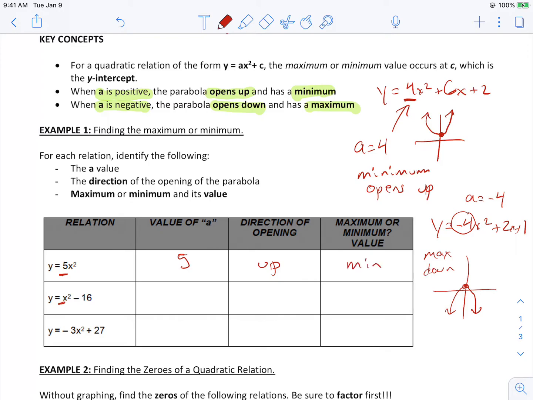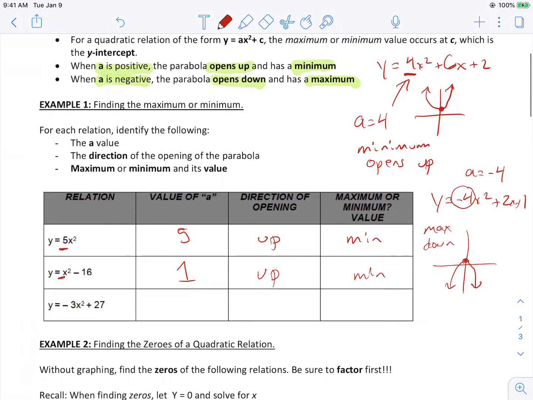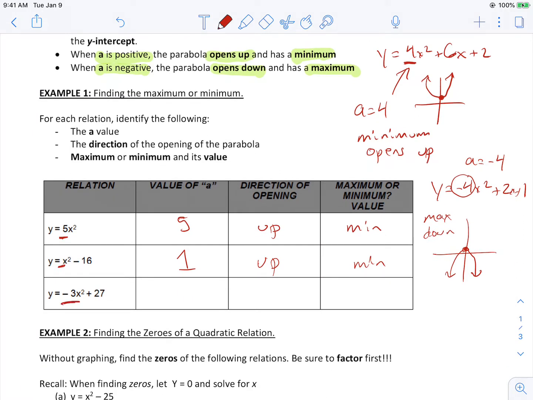Here, what's our a value? Well, we can't really see it, but it's an imaginary 1. Same thing, it's positive, it's going to open up. Does it have a maximum or a minimum? It has a minimum. And our negative 3. So here our a value is negative 3, that's what's connected to it. This is going to open down, and just like we showed over here and up here, it has a maximum value if it opens down.